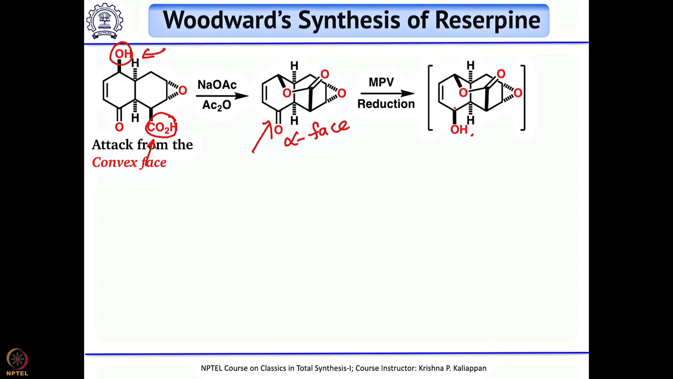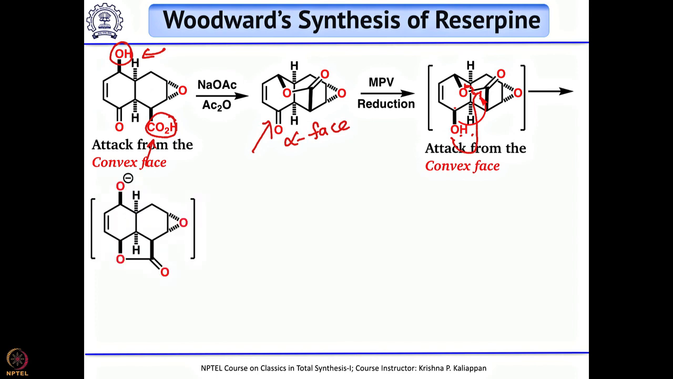The beta alcohol now attacks this carbonyl of the lactone and opens it. The reason is this will give you a 5-membered lactone, whereas if you look at this, this is a 6-membered lactone. So the 5-membered lactone is preferred over the 6-membered lactone, and it does not stop there.